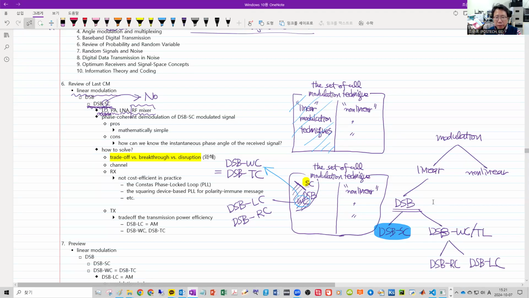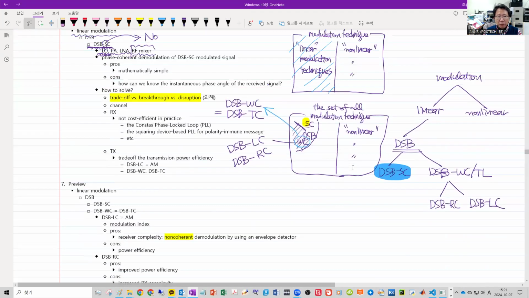And also, we've seen the block diagram of a simple receiver called the phase coherent demodulator that performs coherent demodulation. Sometimes we just remove the word phase, so simply coherent and non-coherent demodulation. And what was the pros, which means 장점 in Korean? The phase coherent demodulator had a very simple structure, mathematically or theoretically.